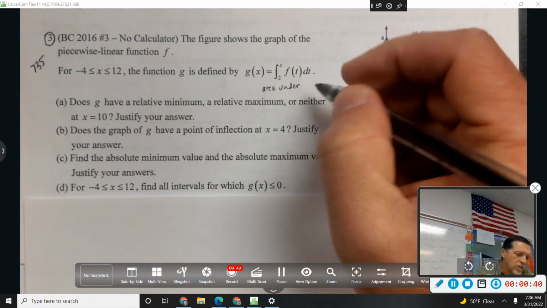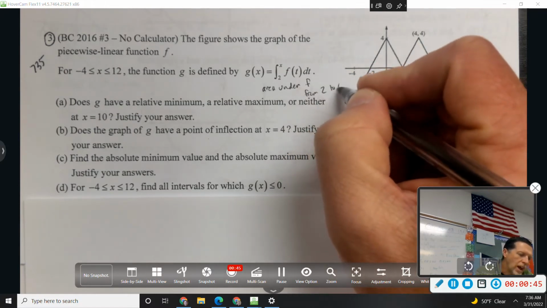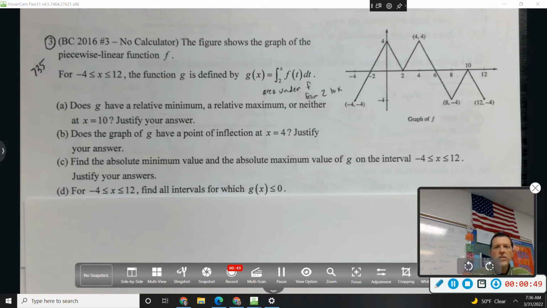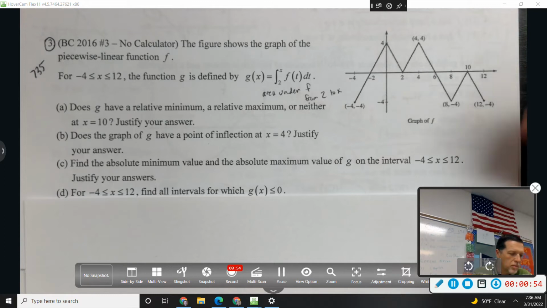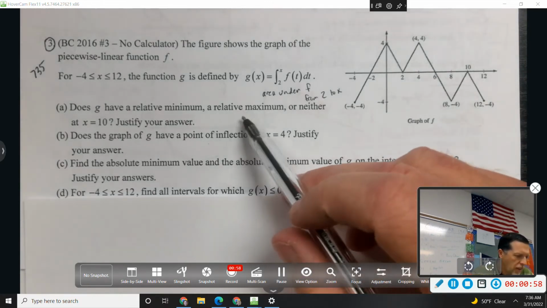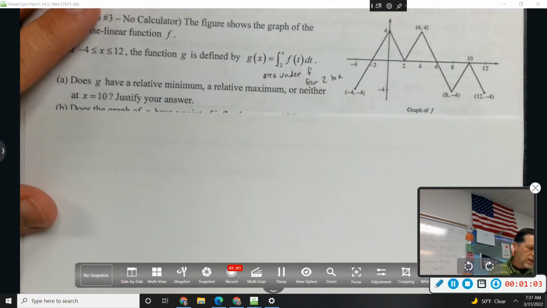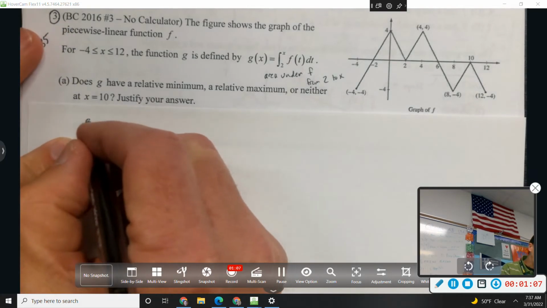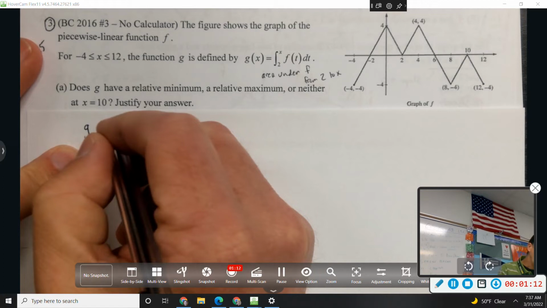So like a little note to self, that means area under f from 2 to x. Area under this graph starting at 2 and moving forward, maybe backwards, but 2 to x. Okay, does g have a relative minimum, a relative maximum, or neither at x equals 10? Okay, the g. Well, let's see. A relative max or min or neither?